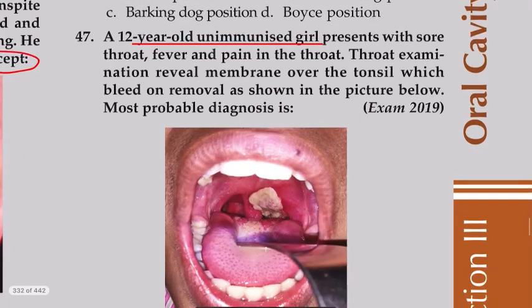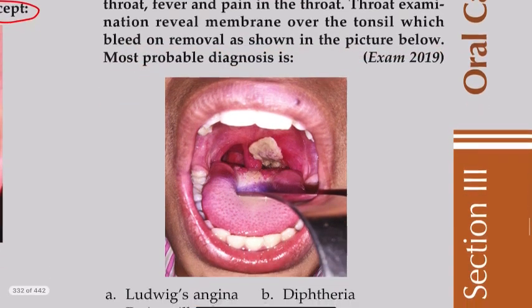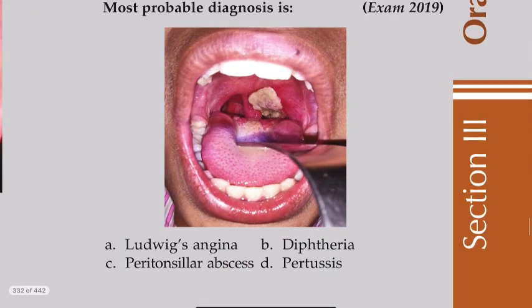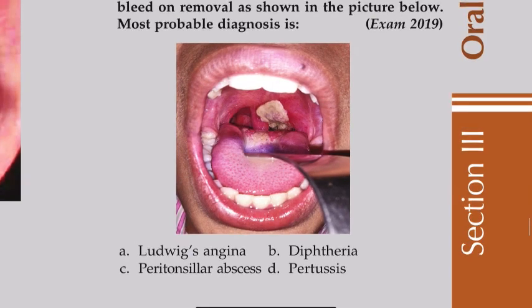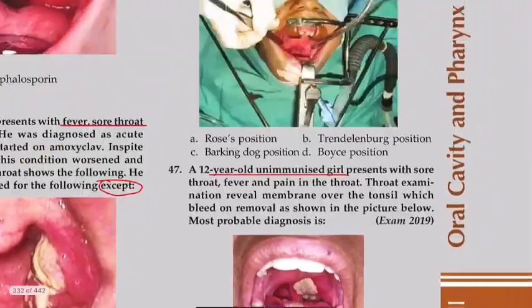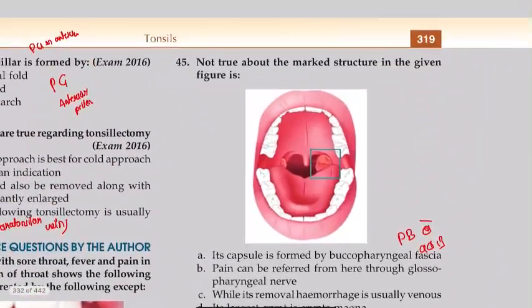A 12-year-old unimmunized girl presents with sore throat, fever and pain in throat. The throat examination reveals membrane over tonsil which bleeds on removal, as shown in the picture. The most probable diagnosis is, okay, what is the most probable diagnosis? Obviously it is diphtheria, right? So this was all about questions from tonsil.